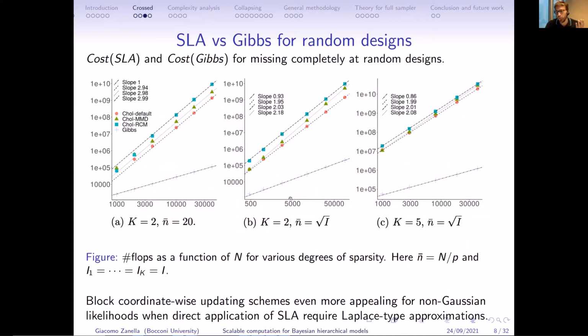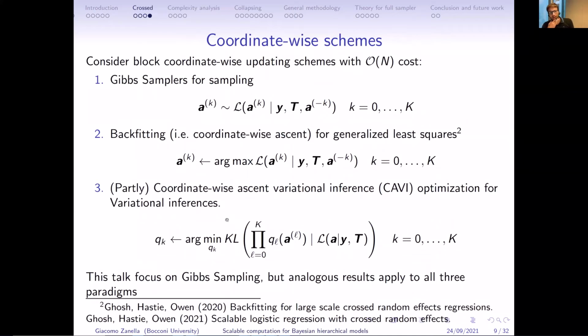So in a sense, this graph is simply to motivate that even in the Gaussian case, coordinate-wise updates are appealing. And obviously what we're interested in is the general case, and there this kind of discussion is still relevant because you could use Laplace approximations. But even there, block updates are even more appealing because you could do them without approximations. So this is to motivate why cross dependencies are computationally harder and why we are going to study coordinate-wise schemes.